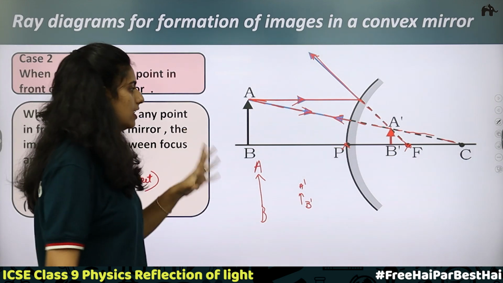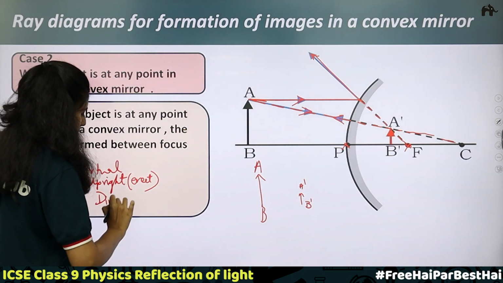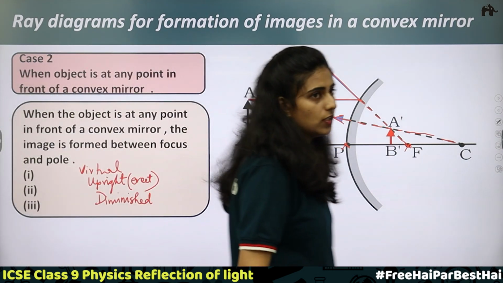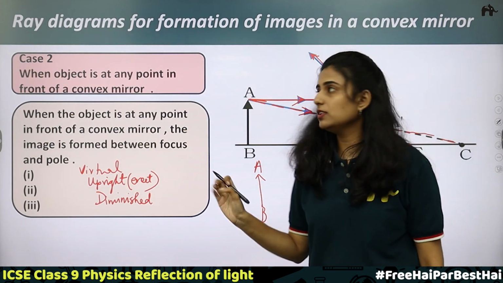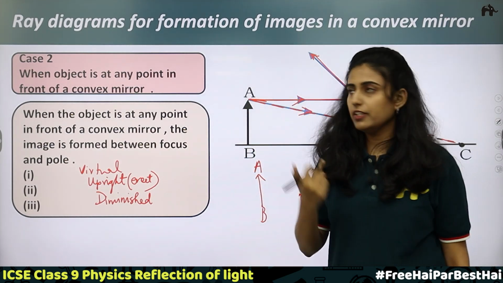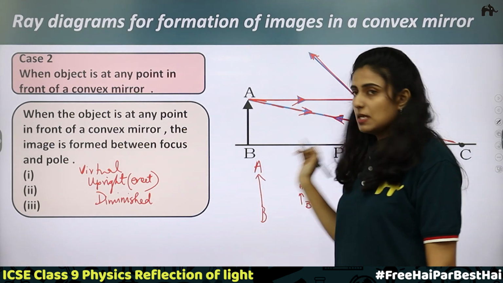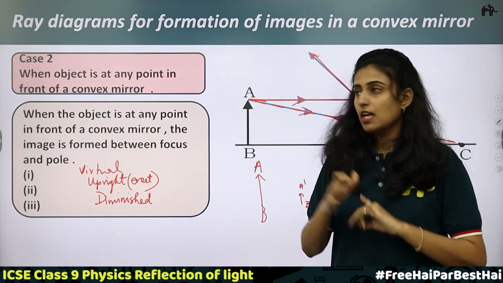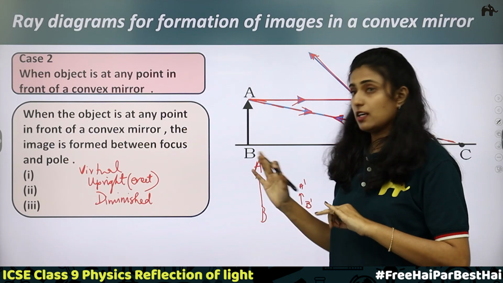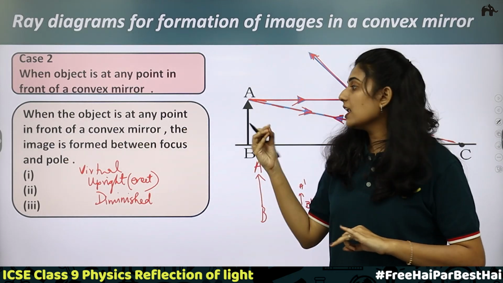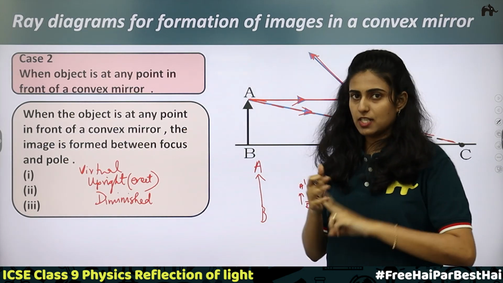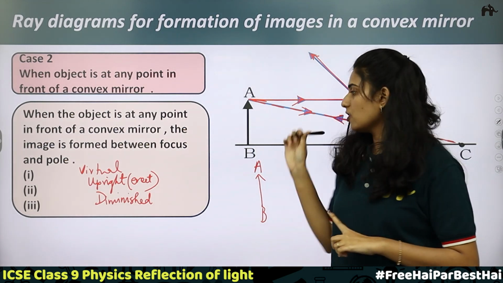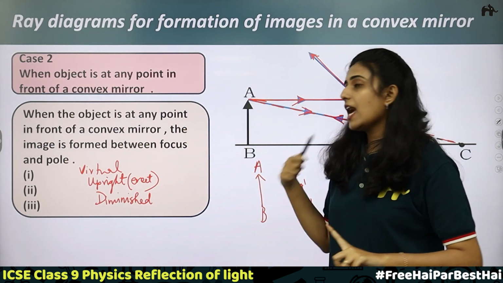Third, what about the size? Here again we are getting a diminished image, not highly diminished, but still diminished. It is formed on the back side of the mirror. So when you take the case of a convex mirror, in both cases, object at infinity or object at any point in front of the mirror, the size of the image will be reduced. Virtual and erect image, always virtual and erect. So a mirror which doesn't form real images: when you take the two spherical mirrors, concave and convex, the one that does not form a real image is the convex mirror. It always forms virtual and upright or erect images.